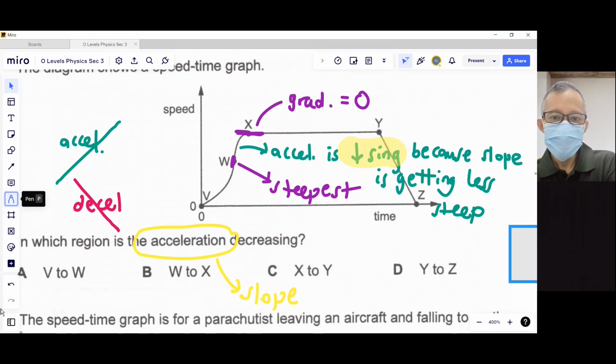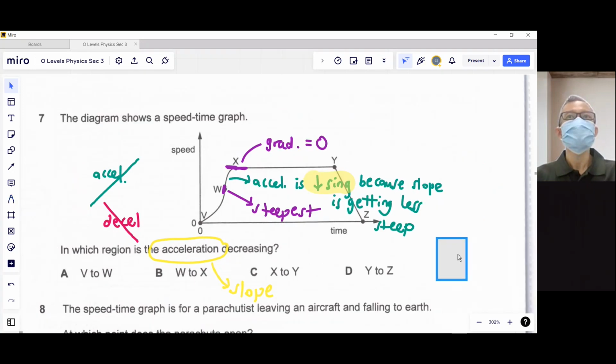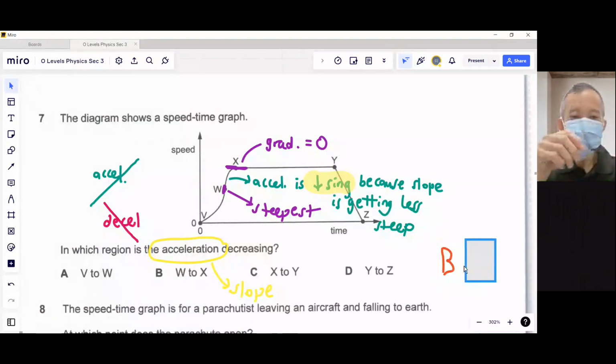Okay, so you have your answer already. Alright, so it's W to X in this case. Not easy, but you need to get the hang of it. Alright, so make sure you get the answer. Answer is B, W to X. Of course, if any of you have any other question, yes, please voice out.